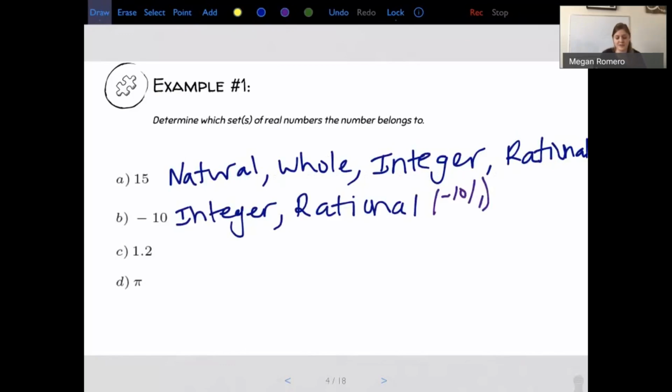Moving on, 1.2. It's not a natural number. It's not a whole number. It's not even an integer, but it is a rational number because it's a terminating decimal, a decimal that stops. And lastly, part D, we have pi, which is 3.14159 and so on and so on. Never repeats and never ends, so this is an irrational number.